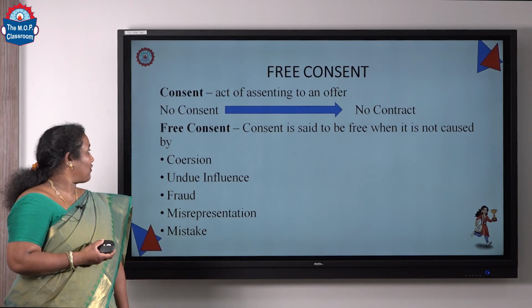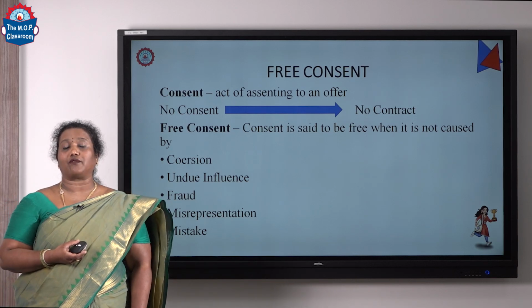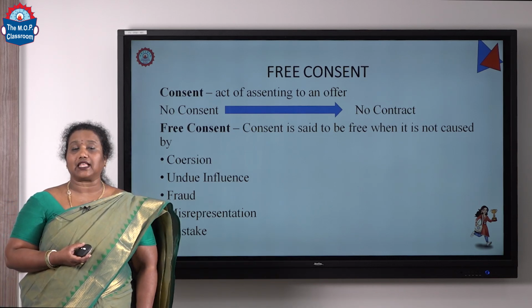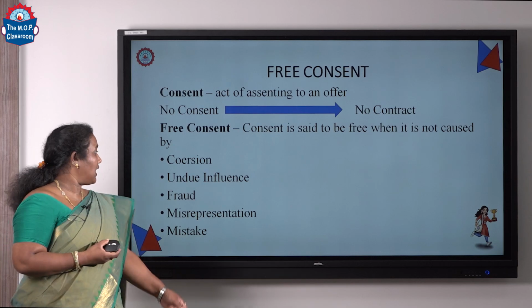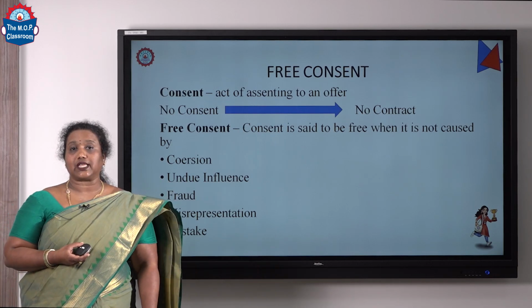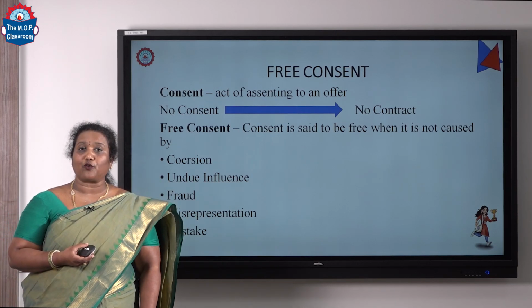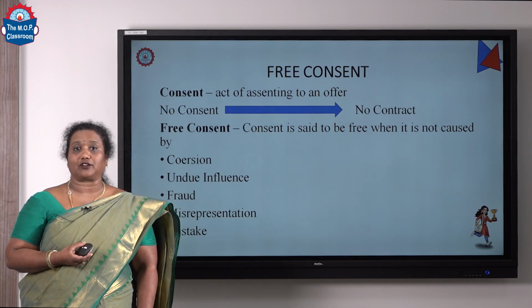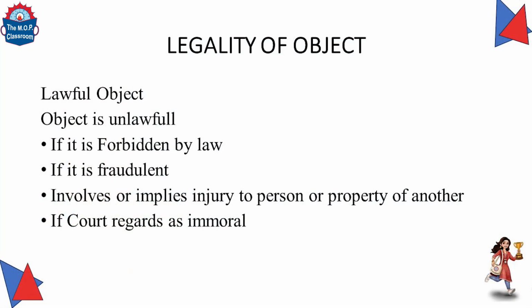So all these five are referred to as flaws in free consent. In case the assent is given in any of these ways, then you say that there is a flaw in free consent and therefore it does not result in a valid contract. We go on to the next one, legality of object.